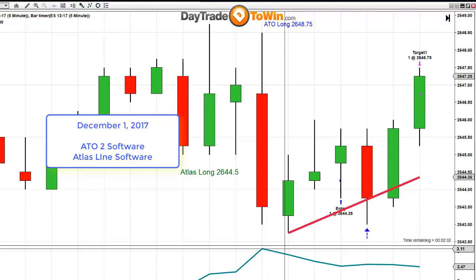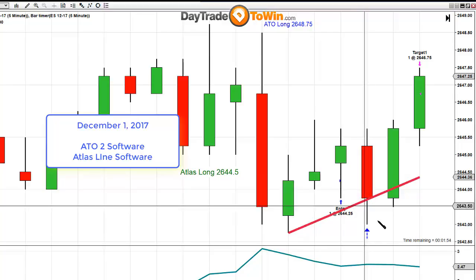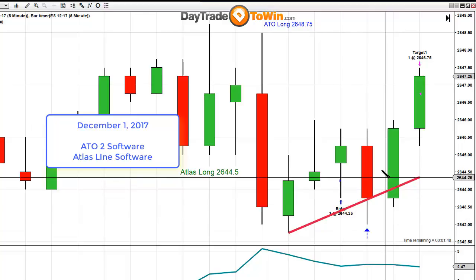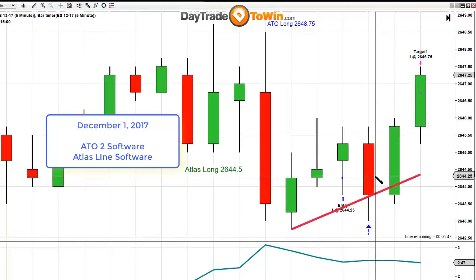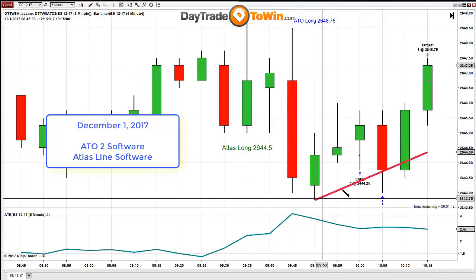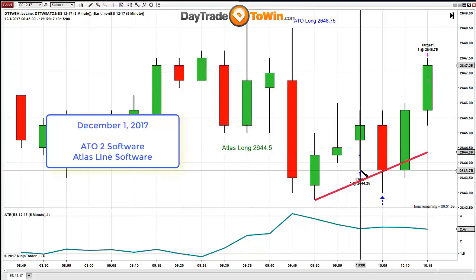This is actually the candle of the news release, because these candles are on closing prices. The timestamp is on closing price, not on opening price. So this candle opened at 10 o'clock and closed at 10:05. This is the candle that you're referring to as a news release. When this candle plotted right here, you see the Atlas line down here telling you to go long 26.4450.